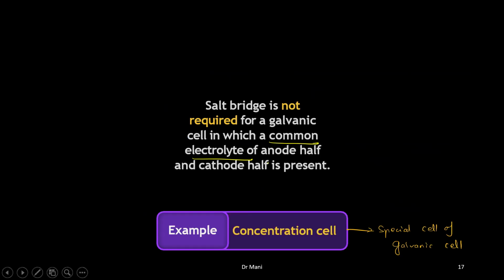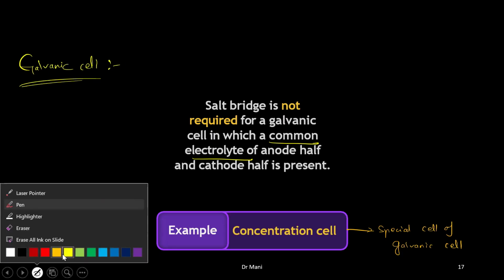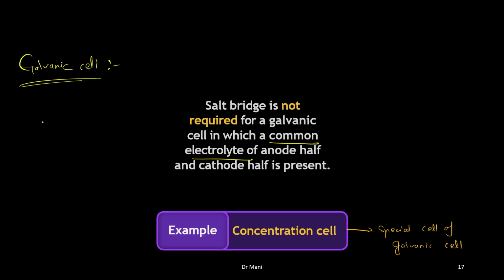So remember, in the galvanic cell, this is very, very important. They can ask questions on this. So in the galvanic cell, is the salt bridge needed? Actually, not needed. Why? Because it contains a common electrolyte. It contains the same electrolyte in both the half cells. So remember, both half cells contain the same electrolyte solution.